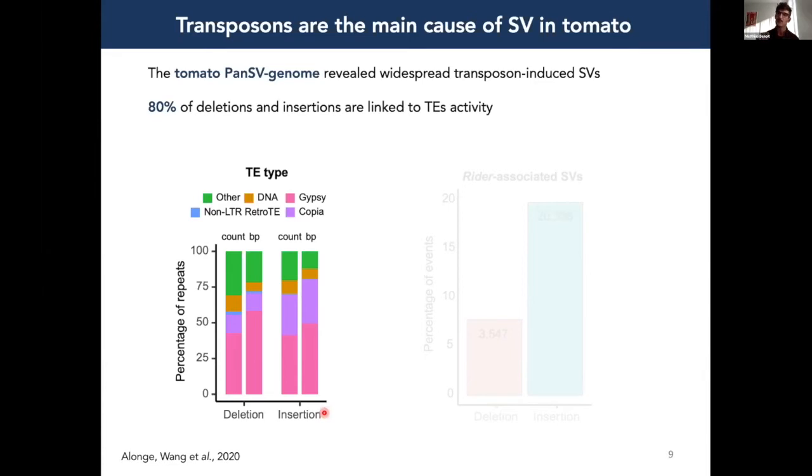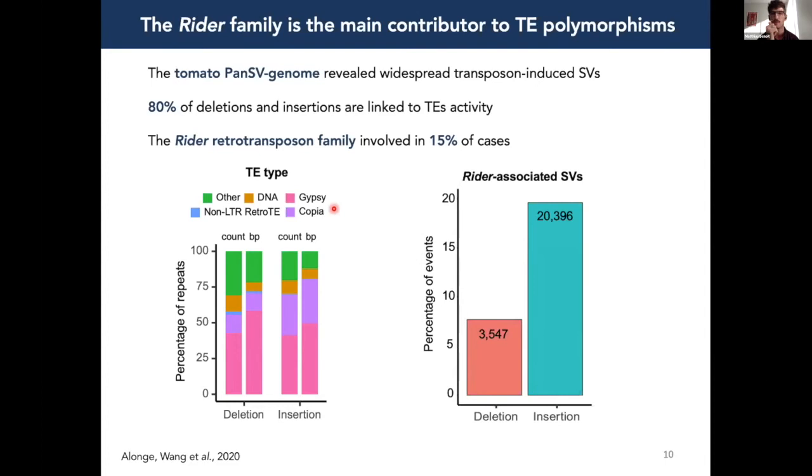But even more than that, if you dig a little bit further and look at the single transposon family level, what we see is very interesting. There is one single transposon family that is explaining more than 23,000 structural variants. And this family is called Rider. You can see it there. Rider belongs to the Copia superfamily of LTR retrotransposons, and it's one of the most active transposons in the tomato genome.